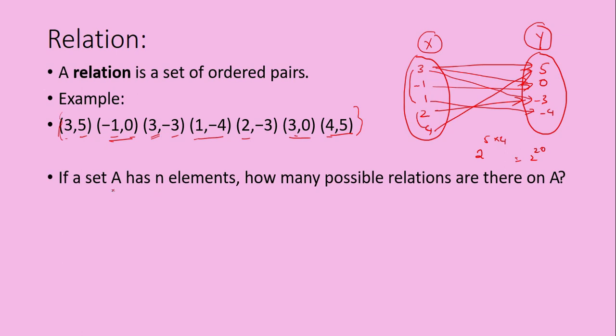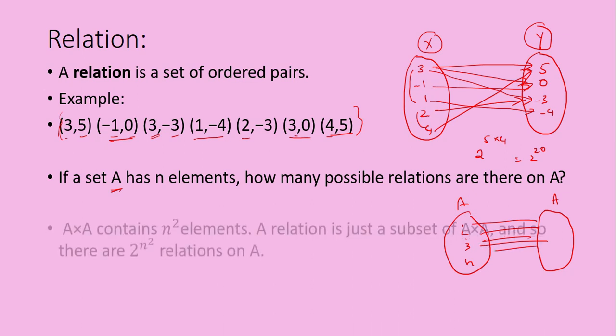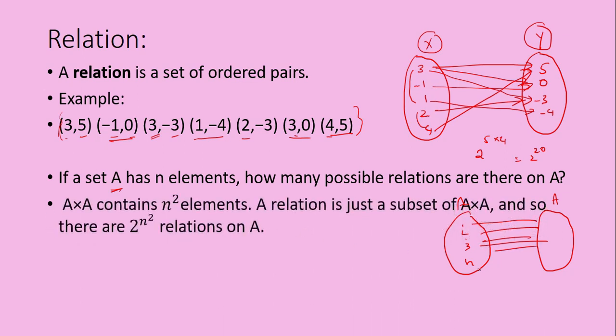If set A has n elements, then how many possible relations are there on A? If you have a set with n elements, call it A, and you find a relation between A and A, there are n elements, 1, 2, 3 up to n. So how many relations are there between A and A? That is what is given here. There are n elements here, n elements. So A cross A, the Cartesian product of A and A, will have n square elements. Therefore, there are 2 power n square relations possible on A.